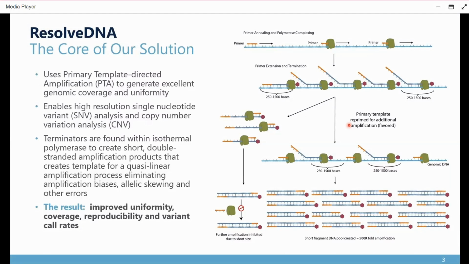The random primers, the terminators, and the favored amplification end up creating a short fragment of DNA that is around 500,000-fold amplified. And because we use a quasi-linear based amplification protocol, we generate excellent uniformity, coverage, and reproducibility. And so these 500,000-fold amplified DNA products are covering more than 97% of the genome. This is very important in characterizing tumor heterogeneity.